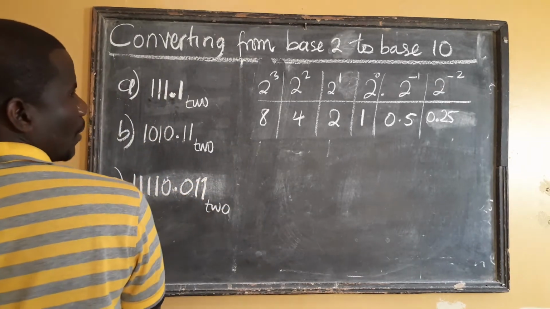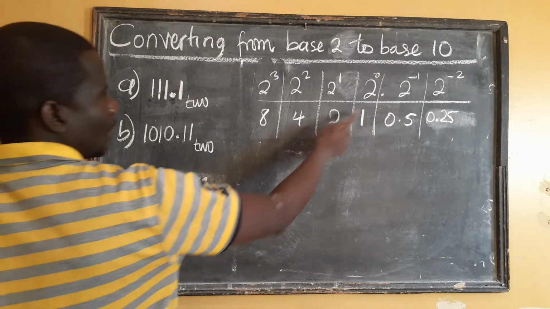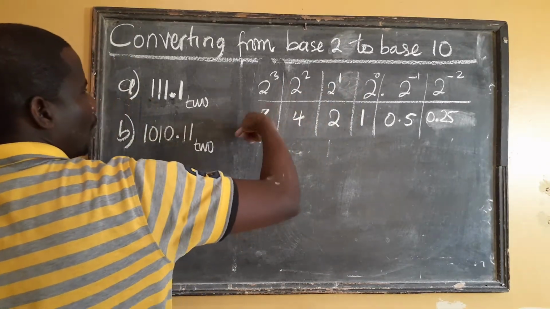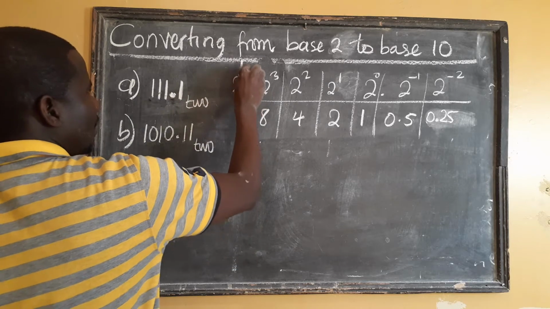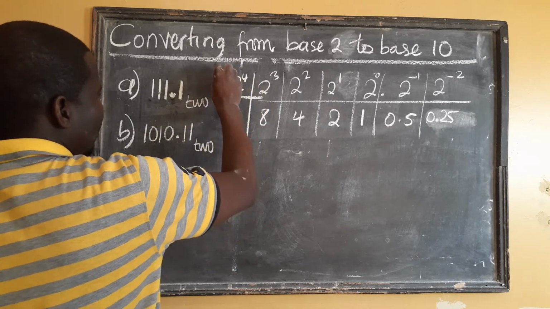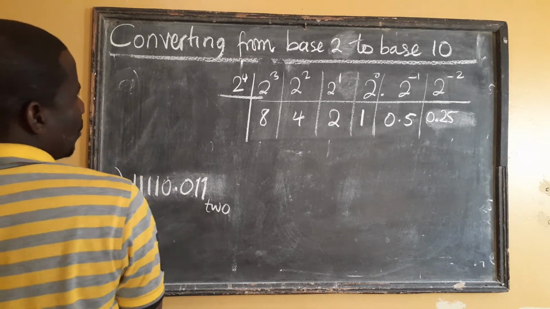Let's look at the last one. Now, you see that the last one has 1, 2, 3, 4, 5. 1, 2, 3, 4. So we need to add another one here, which will be to the power what? 4. And this is going to be what?